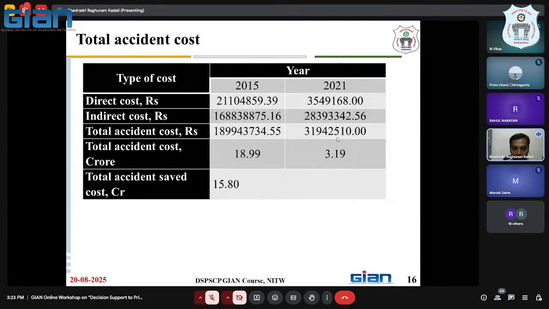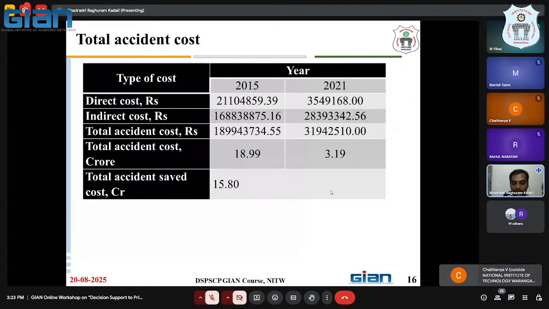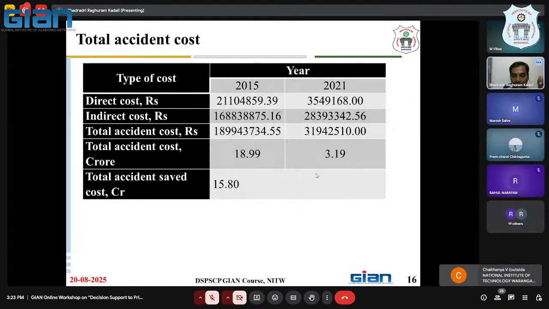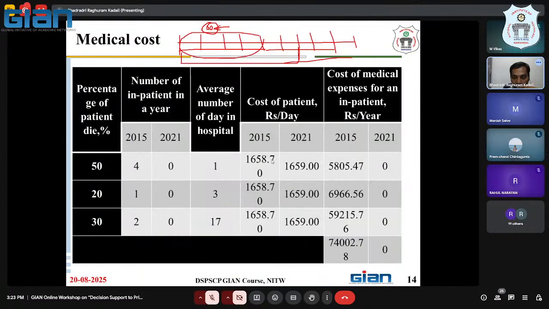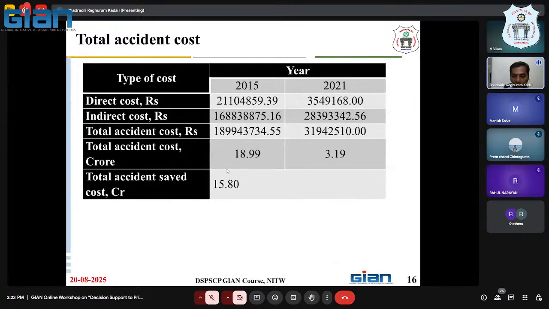2015 to 2021. Then we got 15.80 as the total cost saved, because you have to look at the survival case of the people. In 2021 there is no fatal accident first of all, and the number of accidents has been reduced. So finally we got 15.8 crores. Any questions till this point?